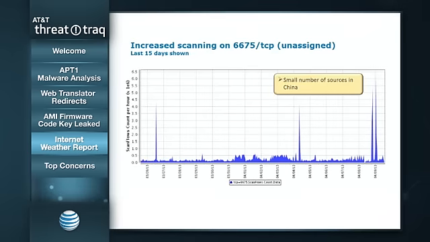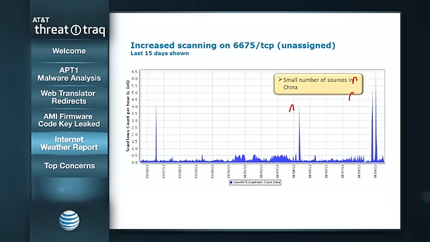Next one, this one's unassigned. We've seen a couple of spikes with this. There is a noise floor, I'll say, of scanning on 6675 TCP, and on occasion we've seen some spikes here. In the past day and a half or so, we've seen two pretty significant spikes up to 6 million scan flows per hour. It's a small number of sources, less than 10 in China. They look related. They're in the same kind of address block, so I think they're coordinated, even though it's a small number of them.